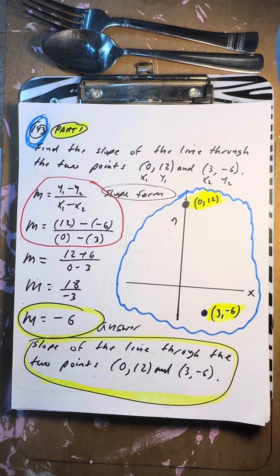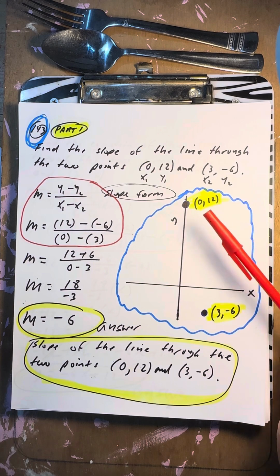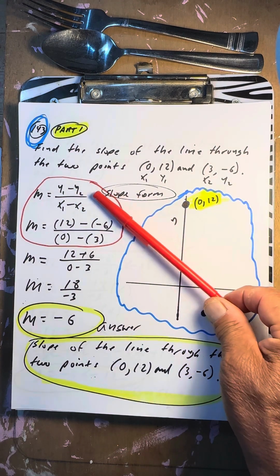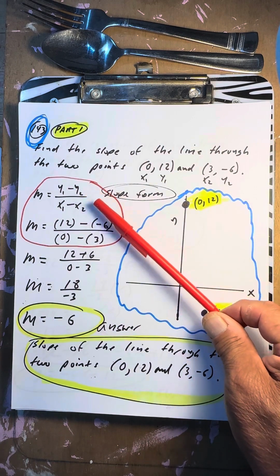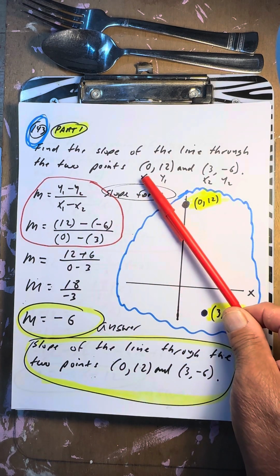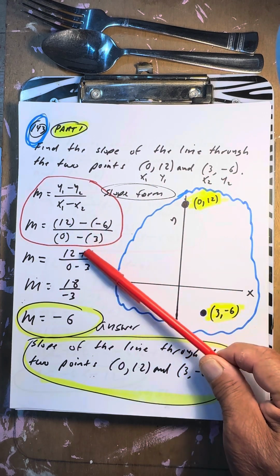Find the slope of the line through the 2 points. There's a point and there's another point. How do you find the slope? Slope is this one: y2 minus y1 over x2 minus x1. There's one formula you can use. There are others, but this is the one I'm going to use. So 12 minus negative 6 is going to be 12 plus 6.